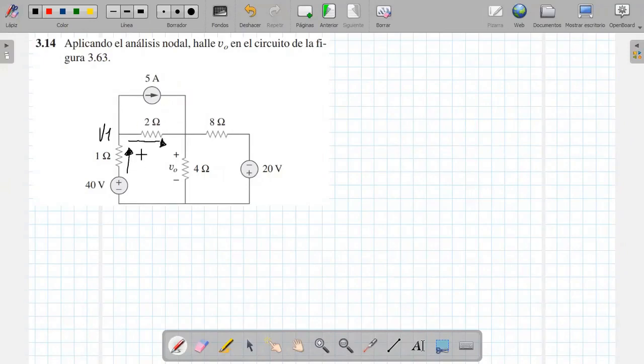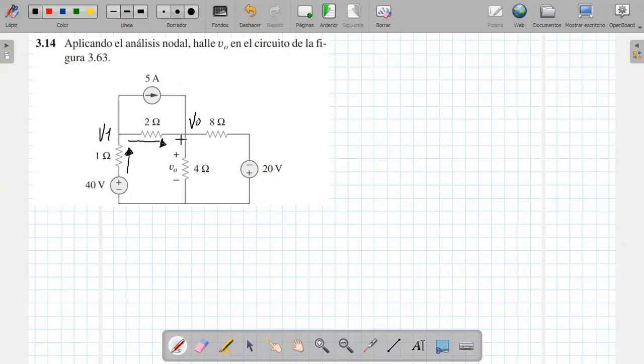Remember that this is everyone's own consideration. Others may say it goes in the other direction. It doesn't matter, the result is the same. In this node I'm going to call V sub 0. I call it 0 because it's the node of the 4 ohm resistor. Once we calculate it, it will be what the book is asking us for.